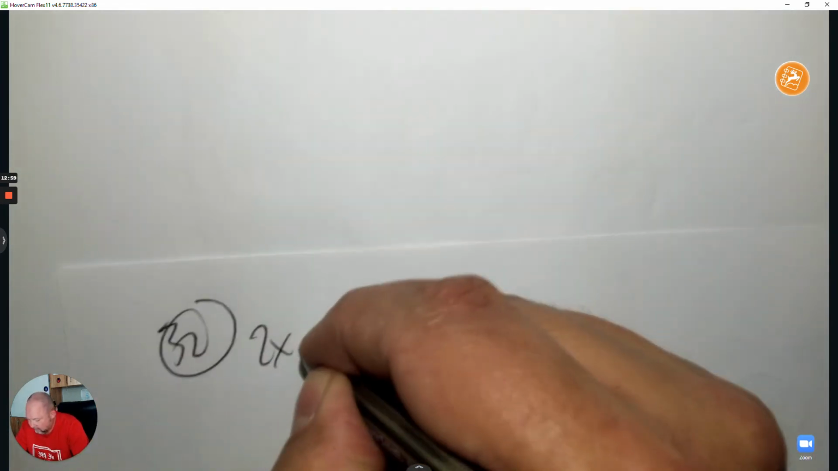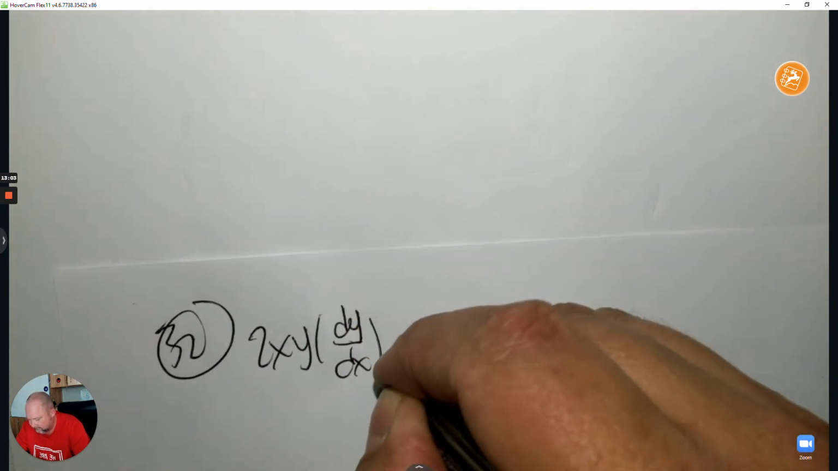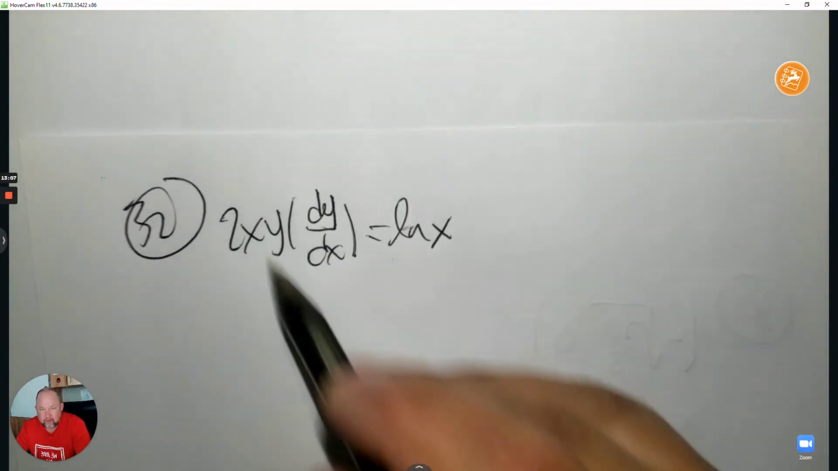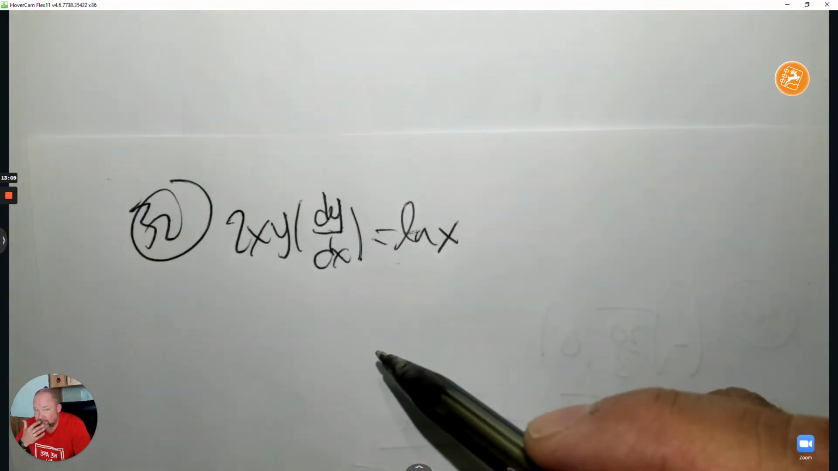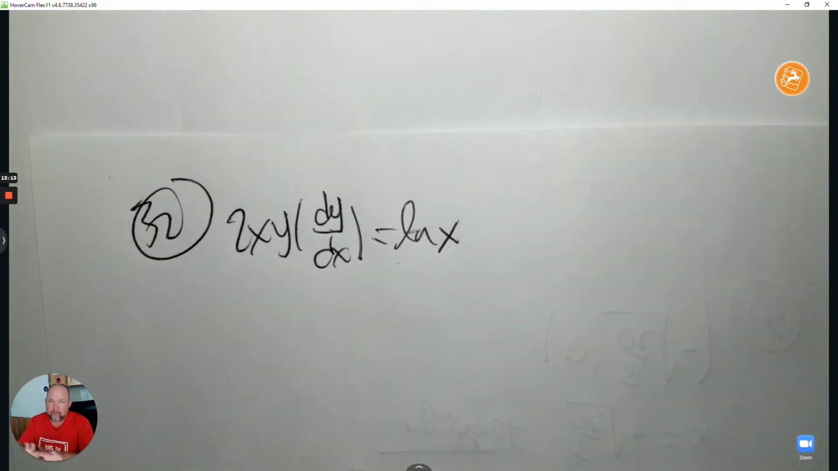32. Find the particular solution. 2x, y, y prime. So I'm already going to write this down. All right. So write it down. I want you to solve this diffie q. And then only press play when you need the next step. So obviously the first step is to separate the variables.